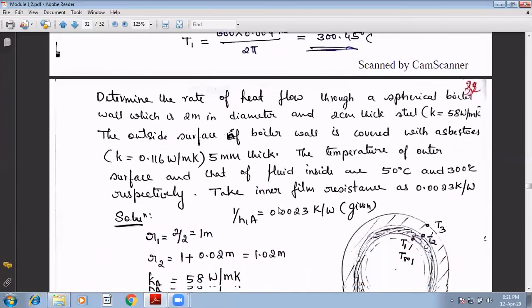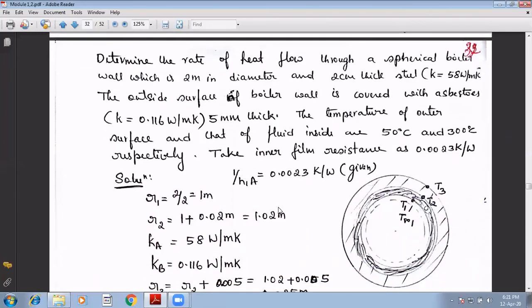Now we will solve one more problem on a sphere. This could be the last problem, I think. Determine the rate of heat flow through a spherical boiler which is 2 meter in diameter. Again, diameter is given. It is 2 meter, and 2 centimeter thick steel with a given K value. The outside surface of the boiler wall is covered with asbestos. It is an insulator. The value of K is 0.116 and it is 5 mm thick.